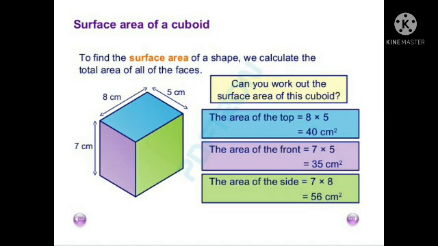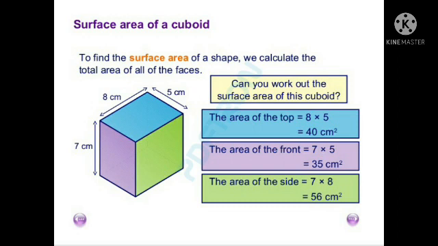So here, what will be the length? The length is 8 centimeter, right? And what is the width here? The width here is 5 centimeter, right? And similarly the height will be 7 centimeter. Okay, we have got the 3 dimensions here, that is the length, width and height. So on substituting the values, we are getting the surface area.